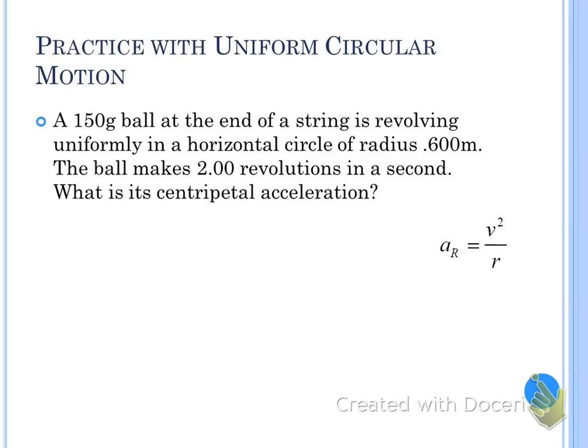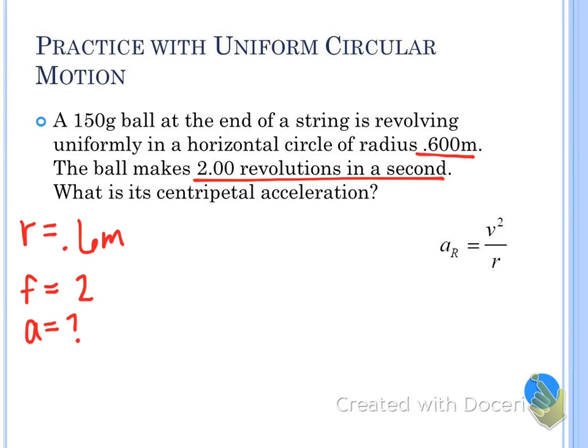Okay, it tells us it's revolving uniformly. It's got a radius of 0.6, so we keep that in 0.6 meters. It tells us it makes 2 revolutions in a second. Is that period or is that frequency? Frequency. That's frequency, revolutions per second. So frequency is 2. We want to find out its centripetal acceleration.